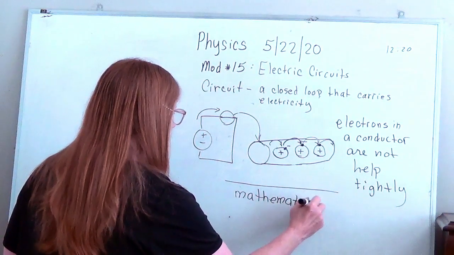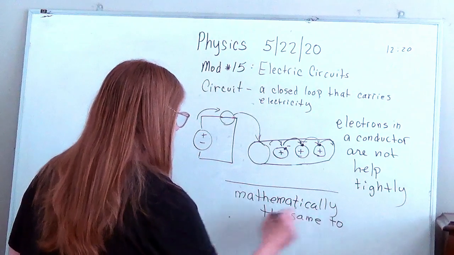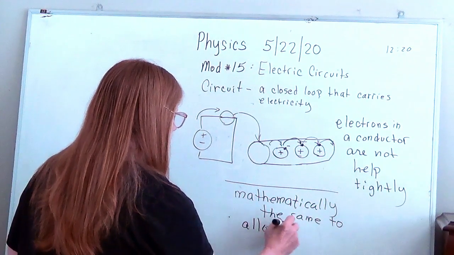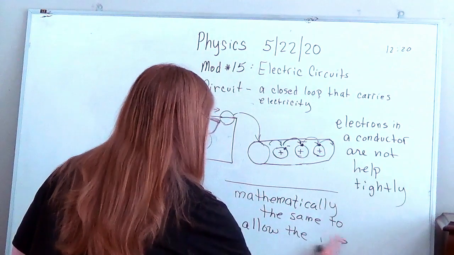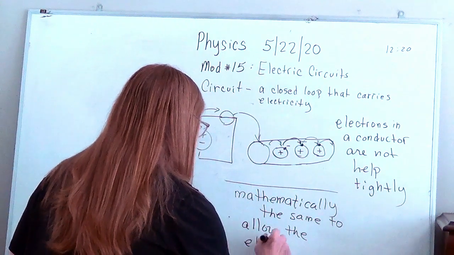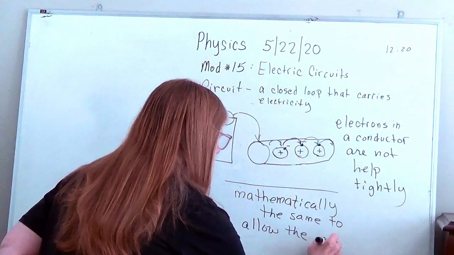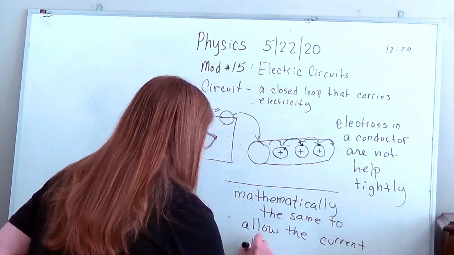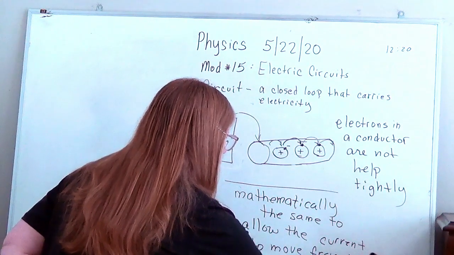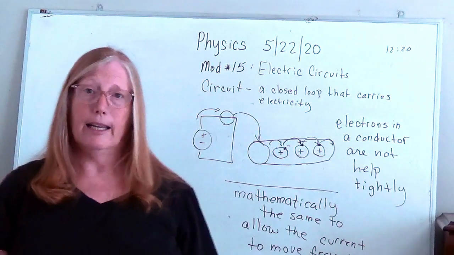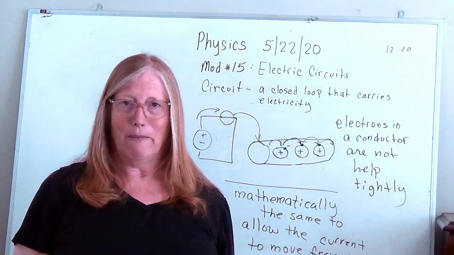Mathematically the same, to allow the positive charges to move, let's just say, to allow the electron current, that's what we're trying to say, to allow the current to move from positive to negative. And we're going to draw all our circuits that way, and it's just mathematically simplifying. We like to simplify our lives mathematically, don't we?